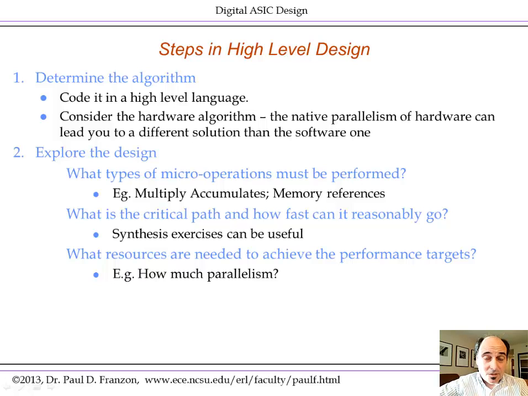In many designs, you have to meet a fixed performance. In order to do this, you need to know how fast the critical path is, so you can then in turn know how much parallelism you might need in order to meet that fixed performance. We'll see this in the example we'll deal with soon. So these are the types of things you'll do early in the design process.